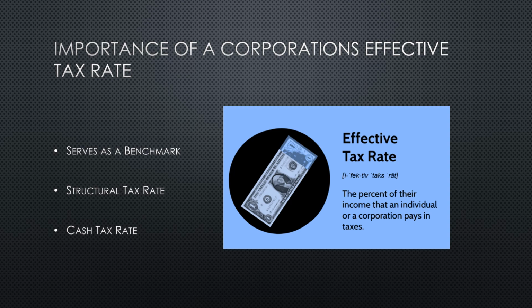Therefore, companies use the structural tax rate, which is pretty much the same as the effective tax rate, except it removes these non-recurring and one-time events from the calculations to give a better look at how a company is doing. Analysts also compute the cash tax rate, which is the cash taxes paid divided by the pre-tax book income, and this is used to evaluate the company's tax efficiency.